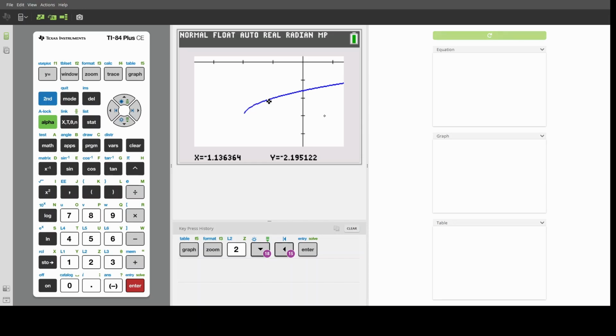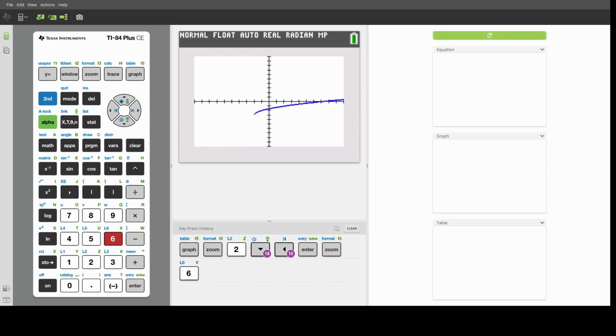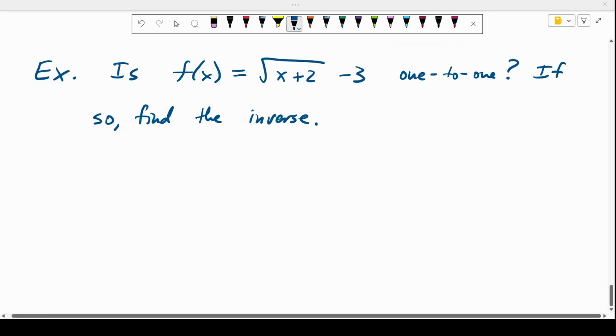Does it pass the horizontal line test? Certainly right here it does. Let's go zoom number 6, standard. Yeah, it looks like it. I could go out further. Now, I know analytically that this one definitely does pass both the horizontal and vertical line tests. So let's just go with that for now. But if you look at it and if you were to play around, you would be able to convince yourself that yes, it passes both vertical and horizontal line tests. And so therefore, it is 1 to 1. And so therefore, it does have an inverse.